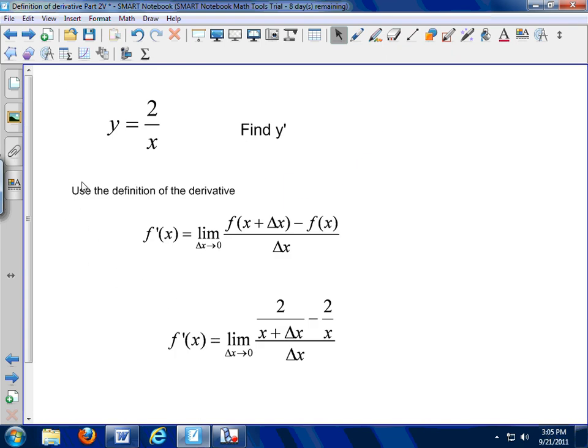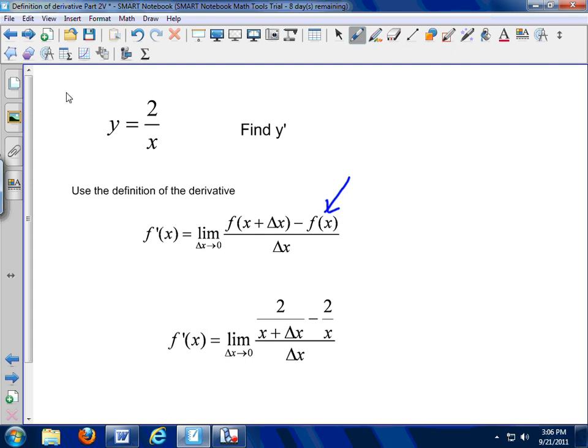So same thing. We want to find y prime for y equals 2 over x. This is a little bit more difficult because it's a fraction and a rational function, and we've got to go right for it. So what we do is take what's in the parentheses and plug it into the function. I'm going to plug in 2 over x plus delta x, and minus my original function, all over delta x. So I've just replaced the f of x plus delta x with that, and then that. So I've just rewritten the function with x plus delta x in it.